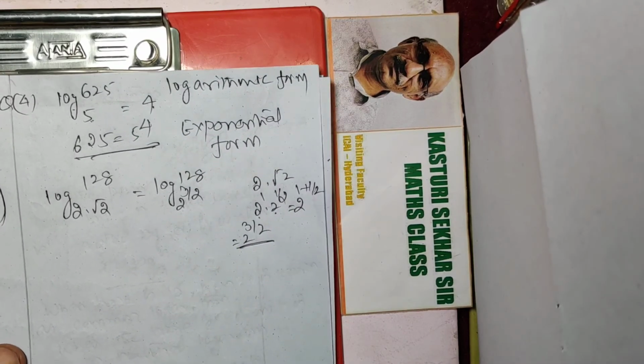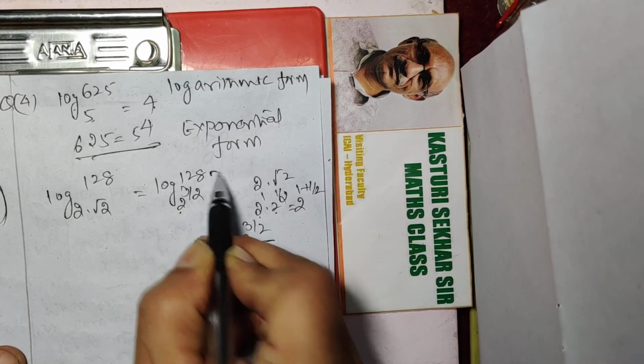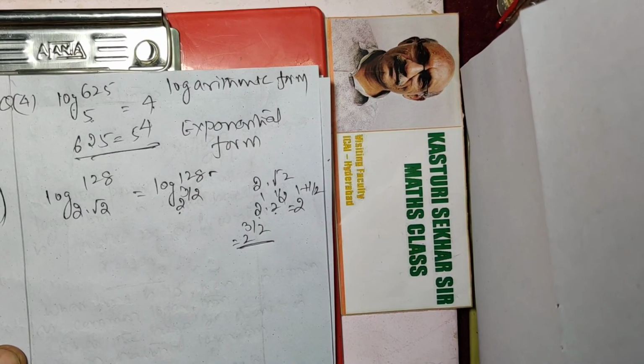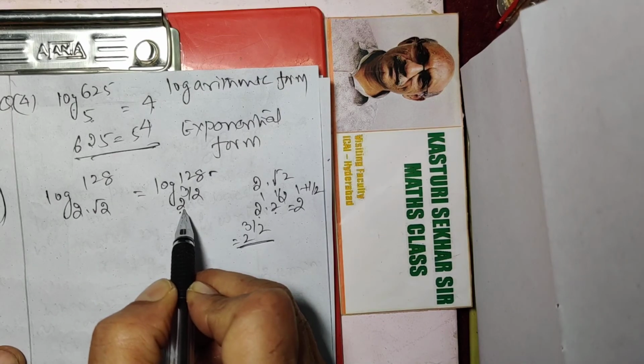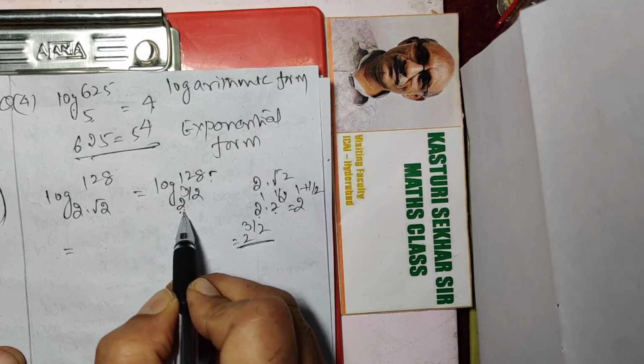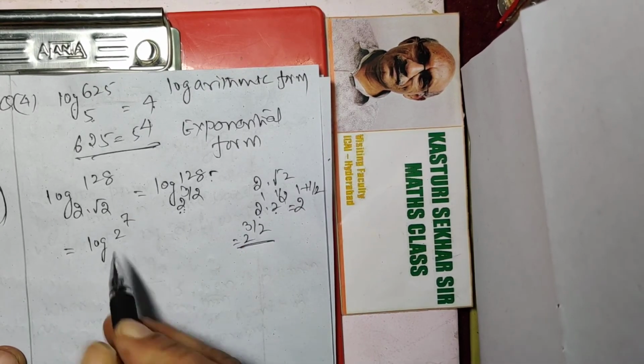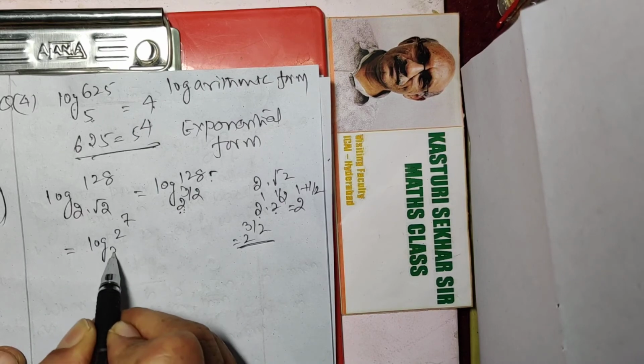Now what advantage I have? Whatever base you have here, the given number also can be expressed in terms of the same base. 128 can be written as 2 power 7, so log 2 power 7 to the base 2 to the power 3 by 2.